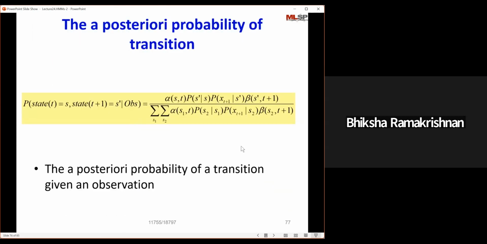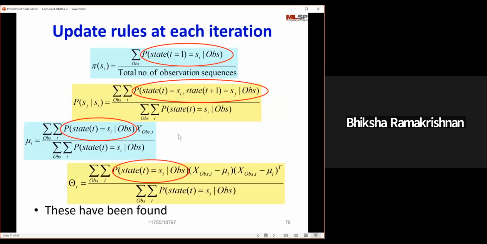Because this is just the probability of the entire observation sequence. And so now we know how to compute this term as well. And so we have the complete set of update rules for all of the model parameters. That makes sense? Yeah, and so this is easy, right? We know how to do it.